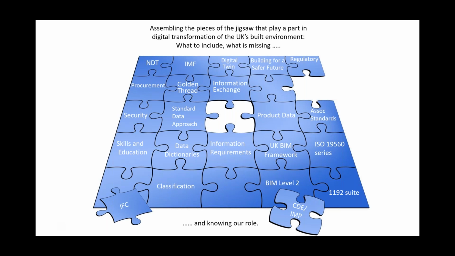So not only the spinning plates of ensuring that we cover all our bases there, but then trying to assemble all of the disparate pieces of the jigsaw that are playing a part in digital transformation of the UK's built environment. So I've been really trying to mull over, what do we include, what's missing, but I think really what's important for all of us is knowing what our role is, what we're contributing, what value that we're giving to that. So this is a starter for 10.